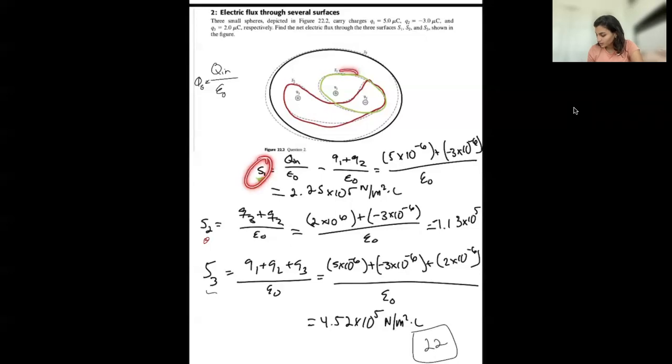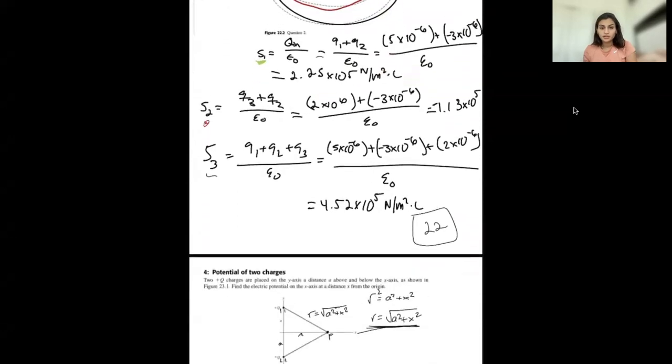So for my S1, there's a charge 1 and a charge 2 enclosed. So Q enclosed equals charge 1 plus charge 2 over the electric constant. My charge 1, they give it to me, is 5 microcoulombs, or 5 times 10 to the -6 coulombs, plus my Q2, which is -3 times 10 to the -6, all over the electric constant. My answer to that is 2.25 times 10 to the 5th. That's the electric flux coming from there.